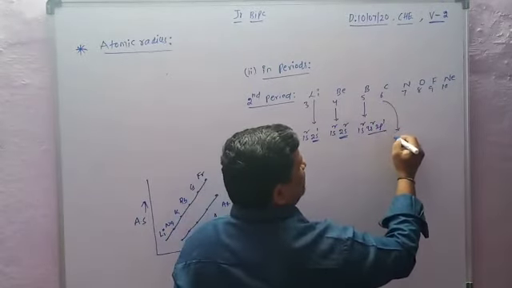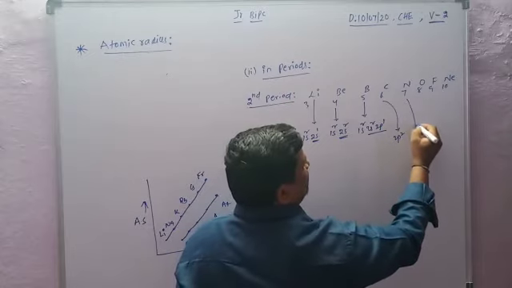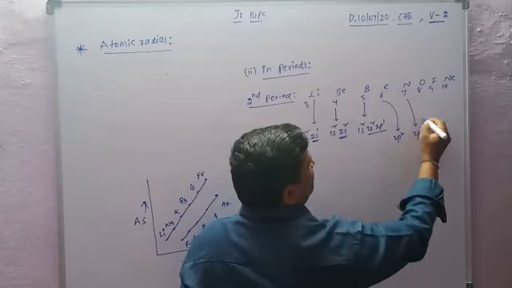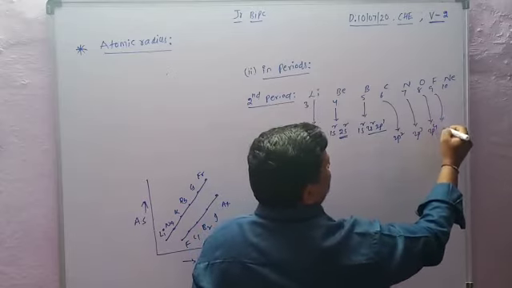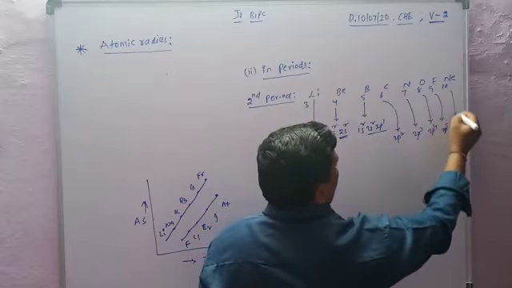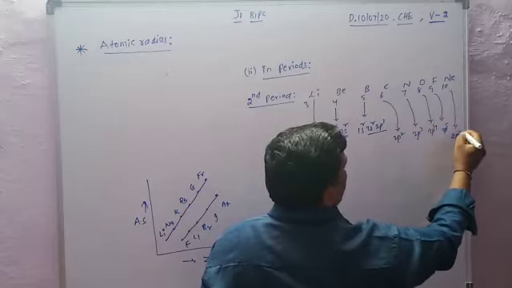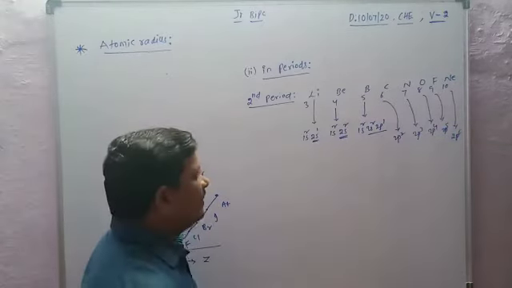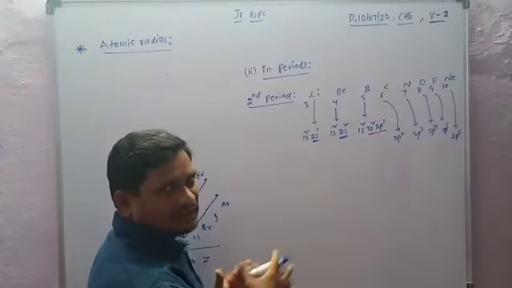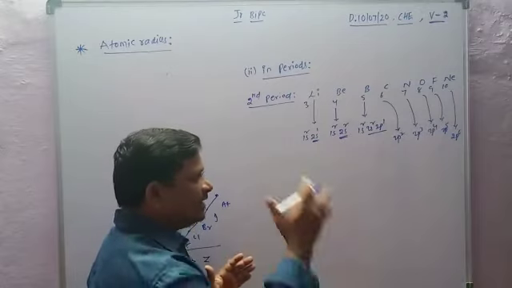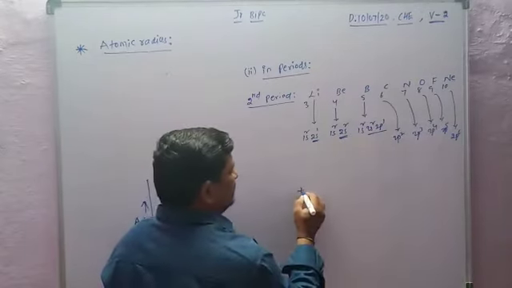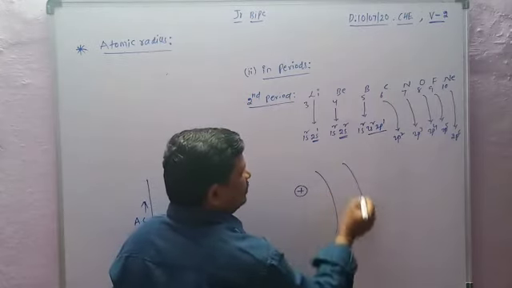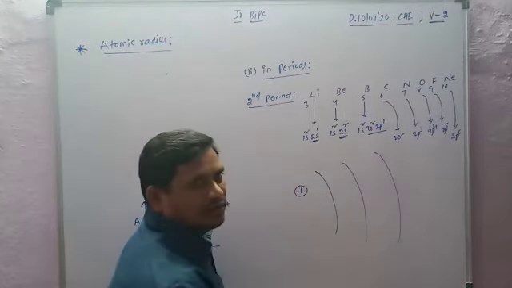Then it is 2p2, 2p3, 2p4, 2p5, and 2p6. From left to right, the number of electrons increases, but the differentiating electron enters into the same energy level. For example, nucleus, first orbit, second orbit, like that, third orbit.